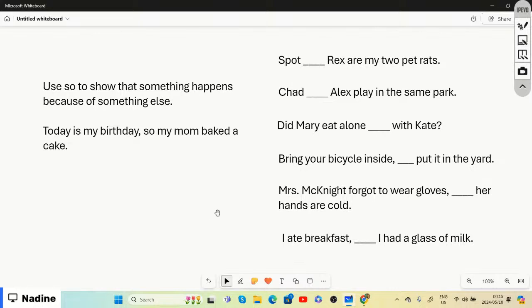All right. So once again, we said that conjunctions are words like and, but, or, and so. And a conjunction joins words as well as sentences, right? It joins words as well as sentences.